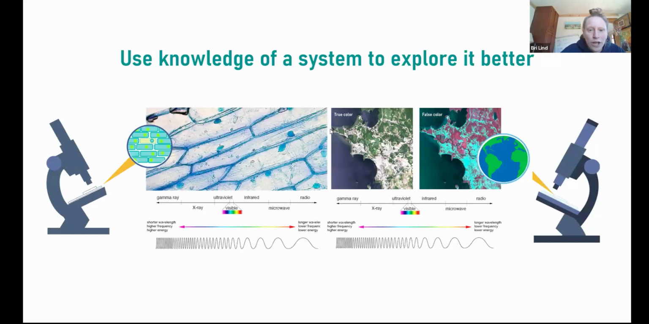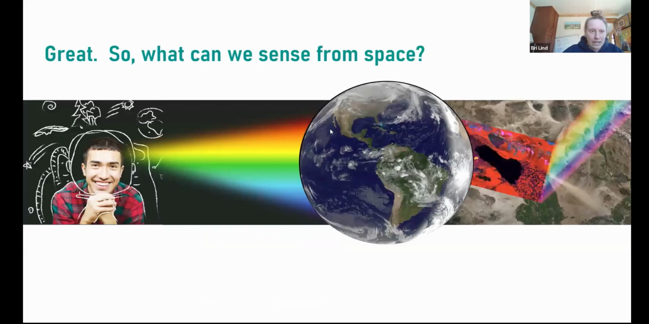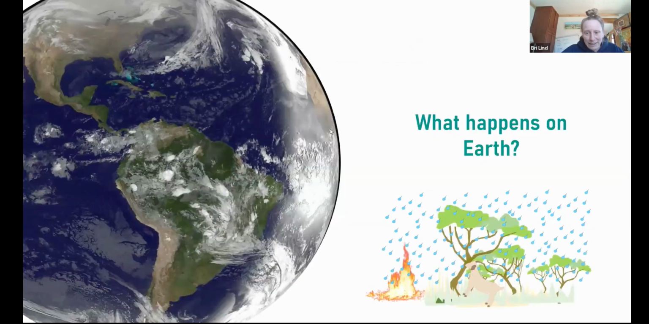And so you can use, like in both instances, with microscopes and satellites, we're kind of using our knowledge of a system to explore it better with new tools. I like to think of remote sensing as a tool that can amplify your science. You can sense almost anything that happens on Earth from space. I'm going to run through a couple of examples here.